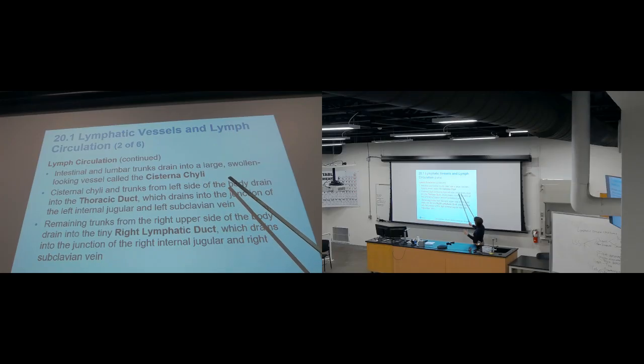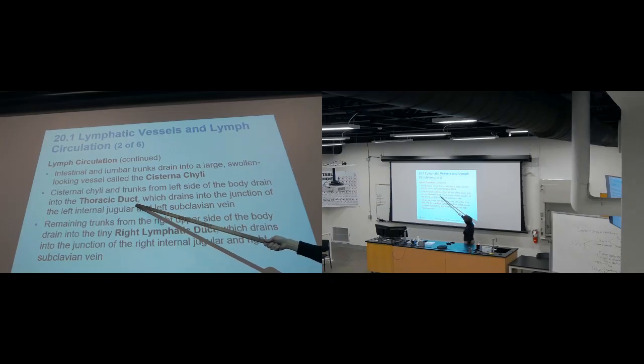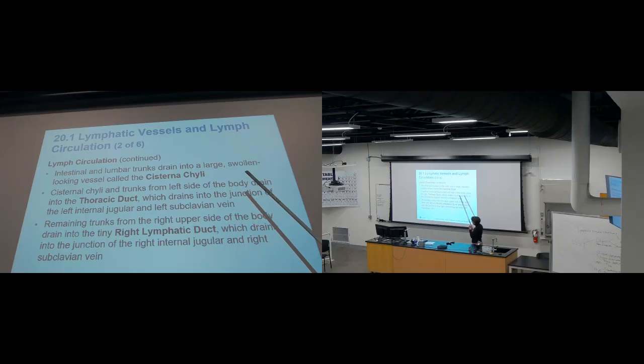And now as it's moving up, it loses this dilation, so it will become just a tube. So this is going to be the thoracic duct. And again, the thoracic duct is large. It runs from the cisterna chyli up to the left subclavian vein. So the lymph drains into veins so that you can keep circulating this fluid between the lymphatic system and the circulatory system.